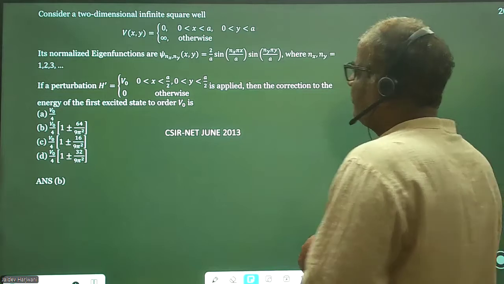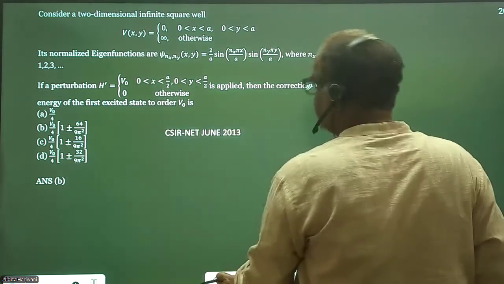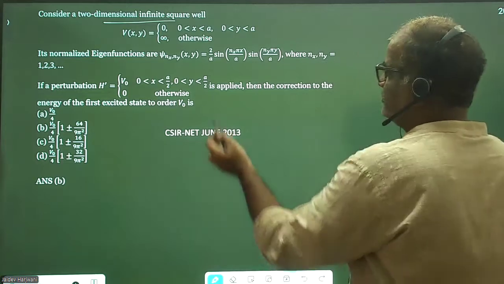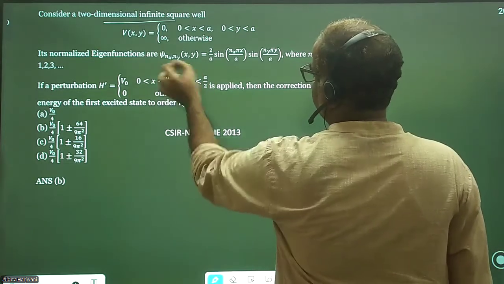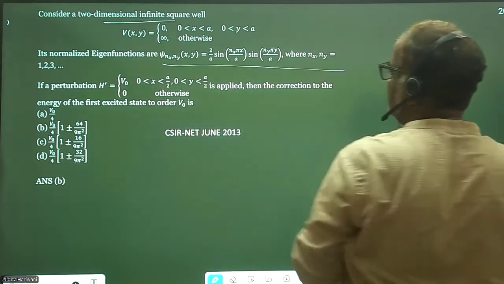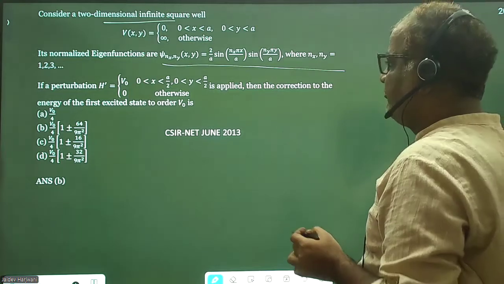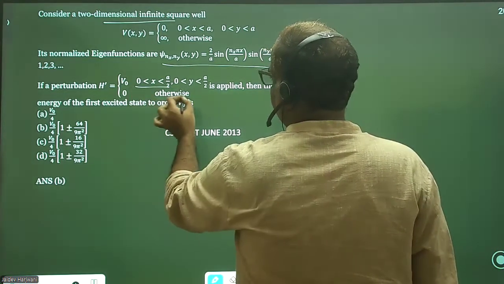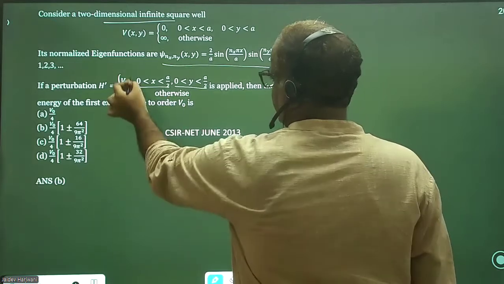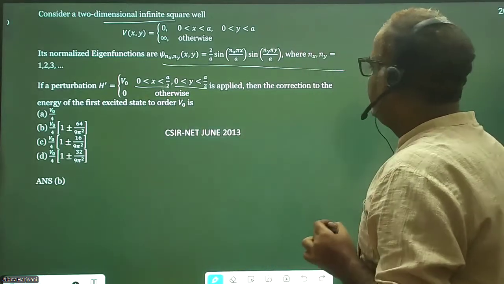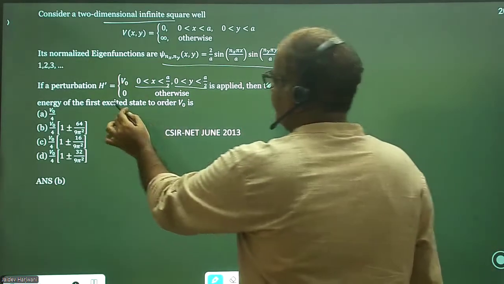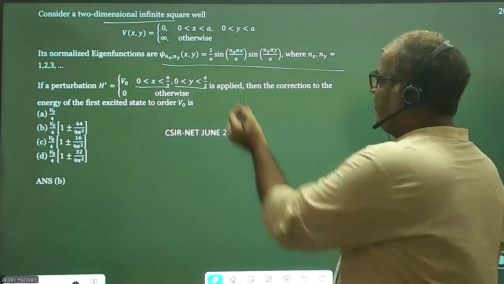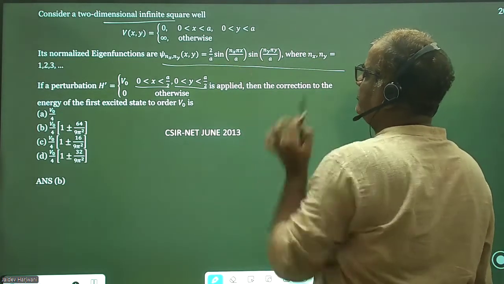So here they have given you a two-dimensional infinite square well, and they have also given you the eigenfunctions for this system. Now they say if a constant perturbation is applied between 0 to a by 2, both in x and y direction, then what is the correction to the first excited state? So for the ground state, you have nx equal to 1, ny equal to 1.